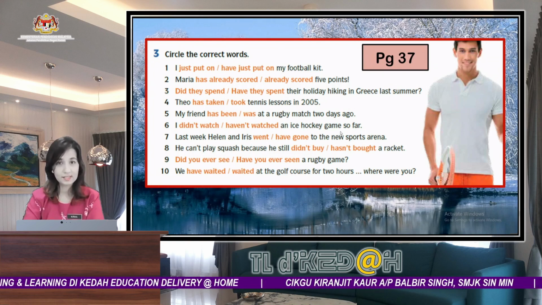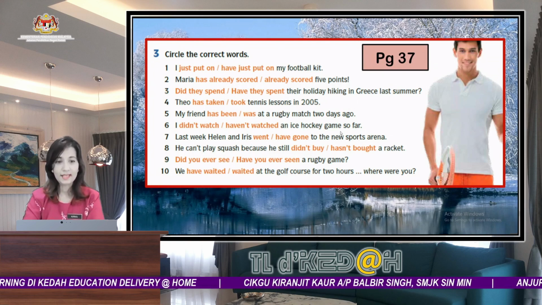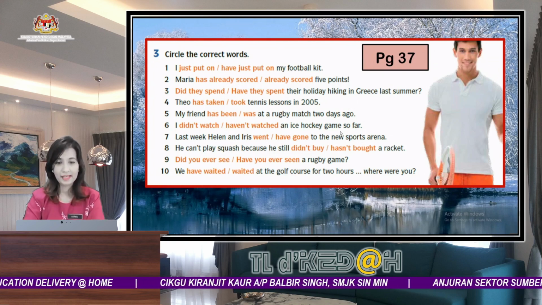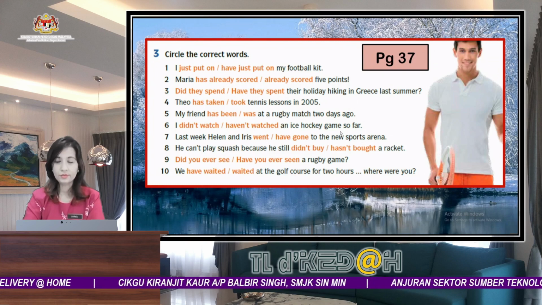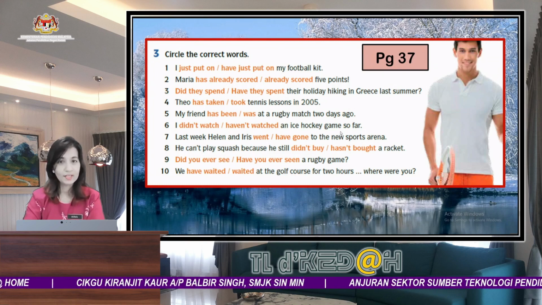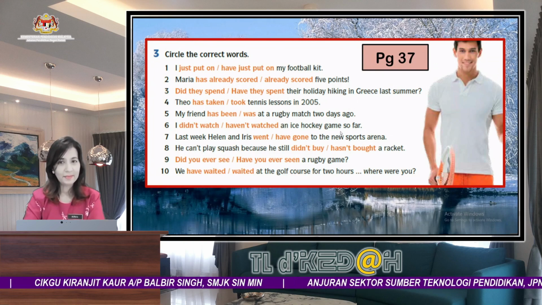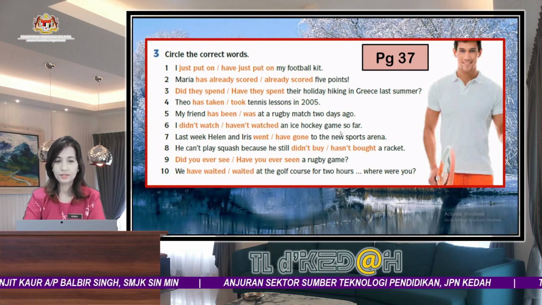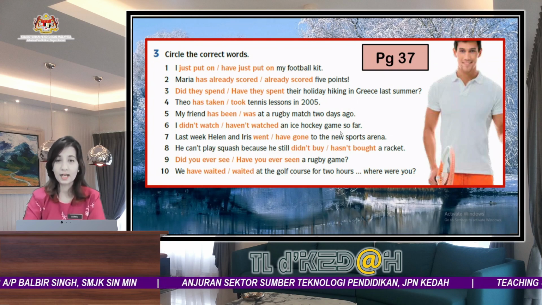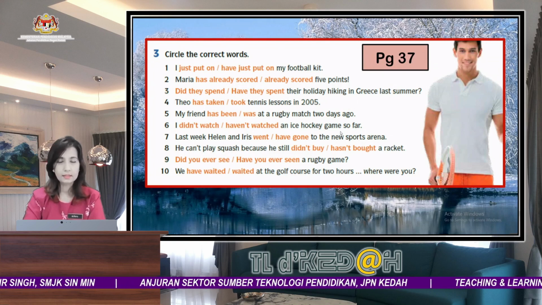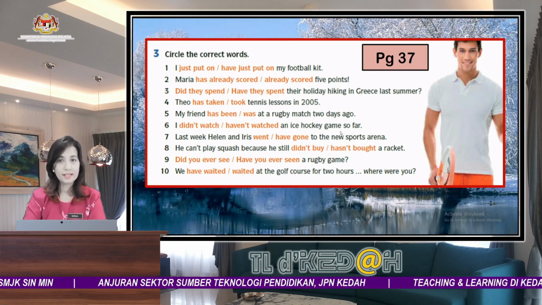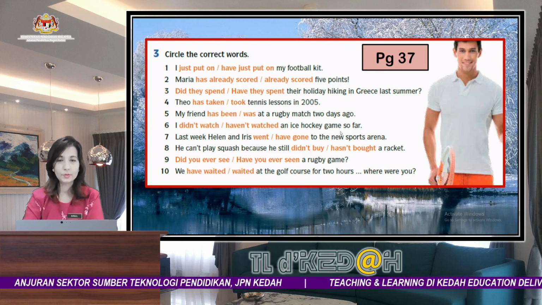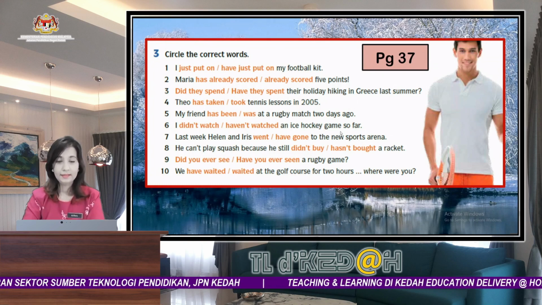All right, let's look at the third one. Remember I showed you questions just now? Okay, so did they spend? This is past tense. Have they spent? This is present perfect tense. Their holiday hiking increased last summer. Where's the clue? Can you figure out? I bet you can. You're smart. Okay, number 4. Theo has taken, or Theo took tennis lessons in 2005. So which one? Has taken is present perfect. Took is past tense. So which one? Remember what I told you just now. Remember the clues. Keep looking at the clues. Okay? Right. And take note of the clues.